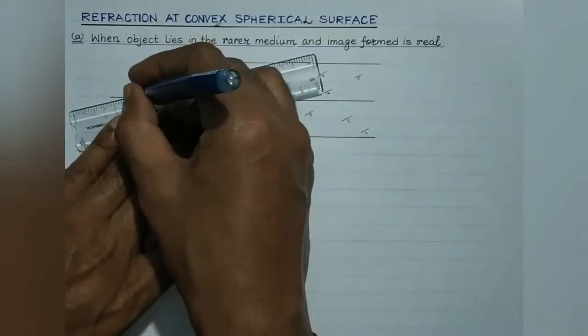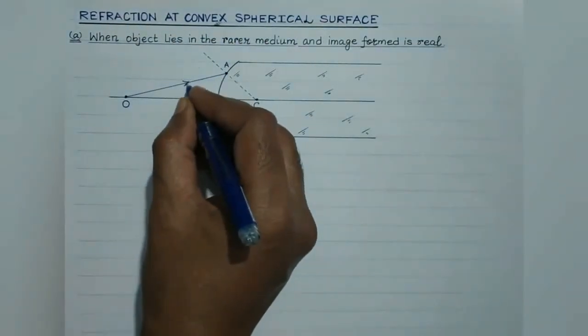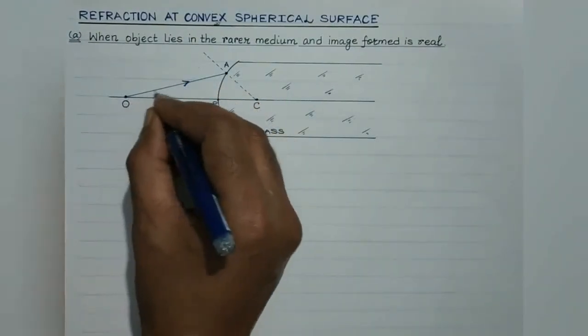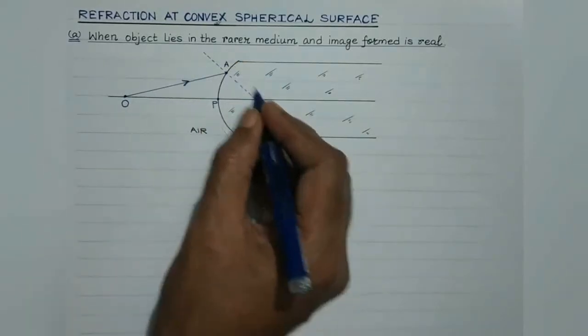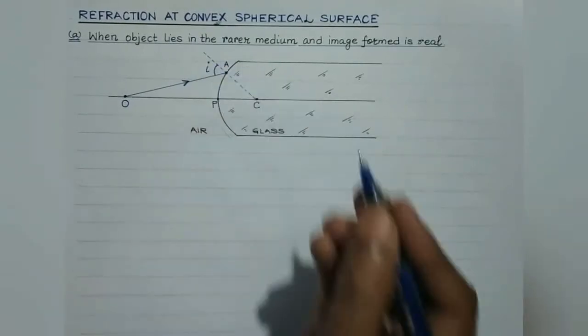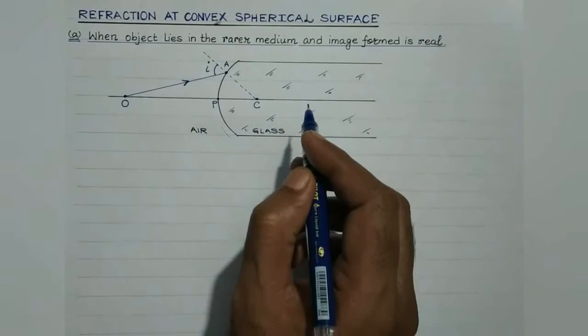And this ray, student, this will be the incident ray. This is the incident ray. Don't forget to indicate this arrowhead. This is the incident ray, OA. And the angle which the incident ray makes with the normal, that is known as angle of incidence. Suppose this is I. Now, students, we are already aware of the rules for bending of light.